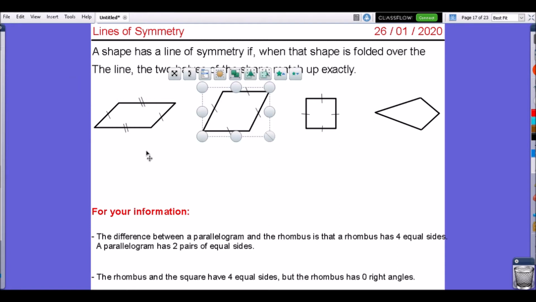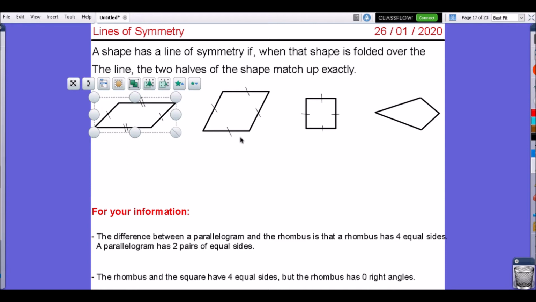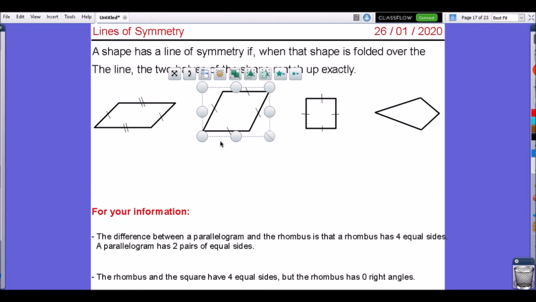is a rhombus. Okay, a parallelogram here, it says, this is for your information, you need to study this. The difference between a parallelogram and the rhombus is that a rhombus has 4 equal sides, while a parallelogram has only 2 pairs of equal sides. So here, all the sides are equal. Here, only the opposite sides are equal. This is why this is a parallelogram and this is a rhombus. All right, great. Now we know the difference between a parallelogram and a rhombus.